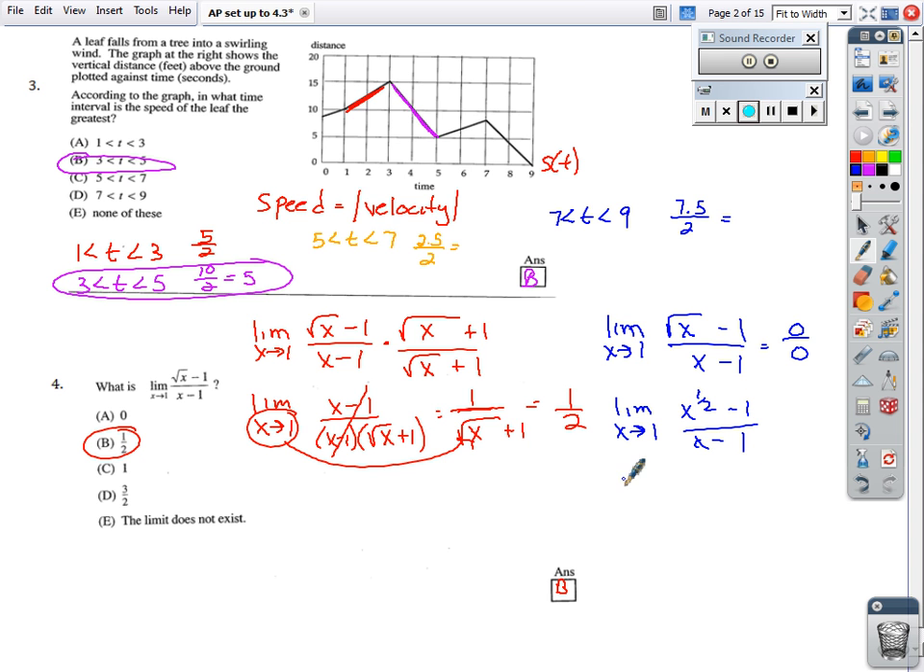So now if I do the derivative of the numerator, that's 1/2 x to the negative 1/2. The derivative of the minus 1 is going to be a 0, and the denominator gives me 1. Simplify that a little bit to 1 over 2 times the square root of x. Now we can use direct substitution, plug it in, and we still get 1/2. So either way works. Okay, so that is number 4.